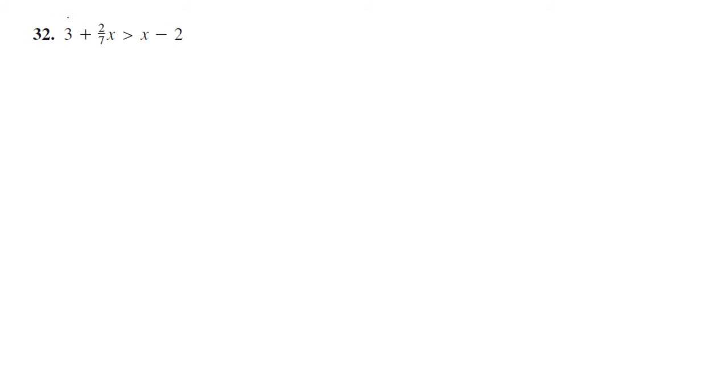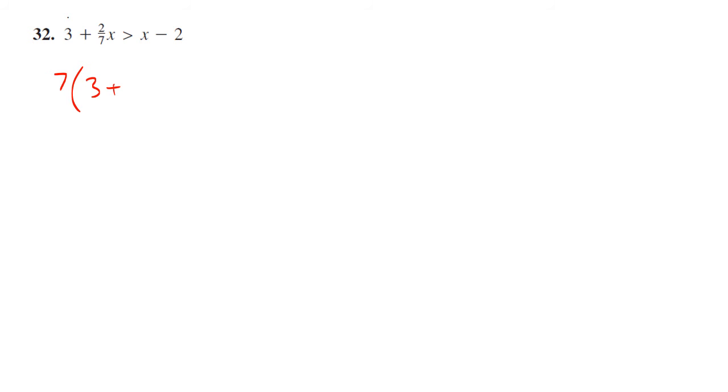It's 3 plus 2 over 7x greater than x minus 2. So notice we have a fraction in our hands. So let's get rid of the fraction. That's what I want to do. So we only have one fraction. So the common denominator is just 7 because we only need to compare it to that single fraction. So let's do this. Let's multiply both sides by 7.